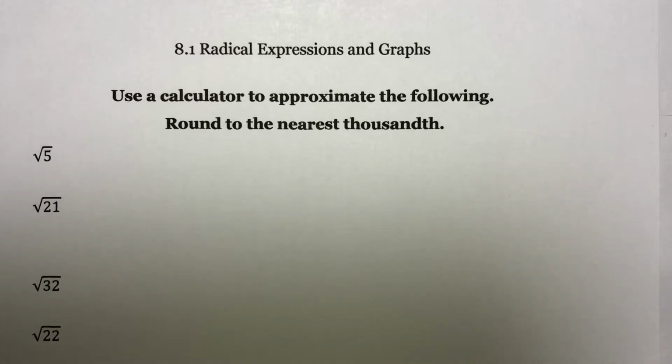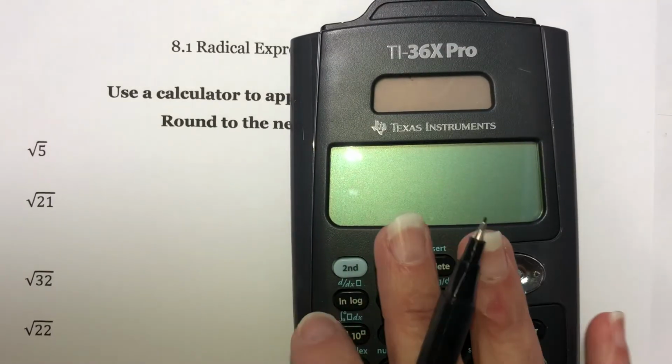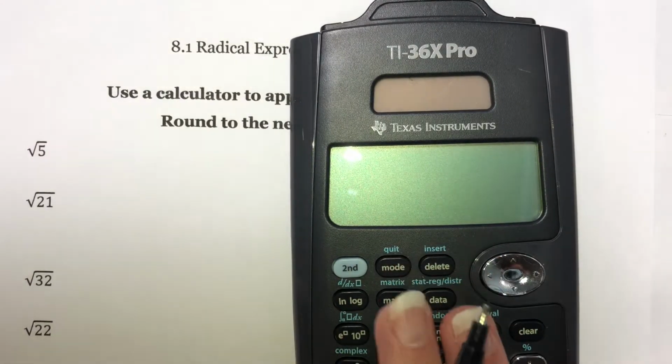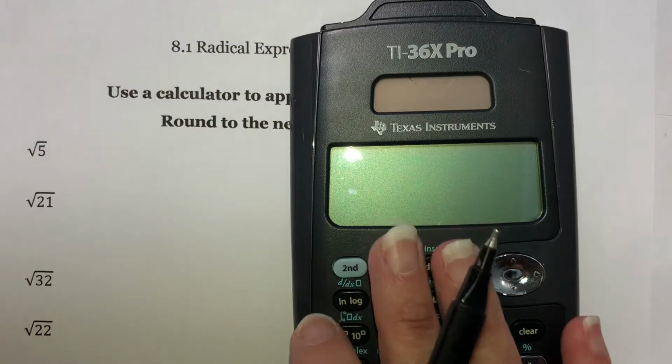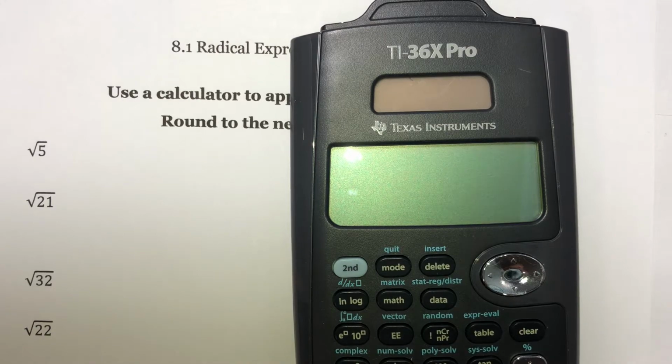Section 8.1, radical expressions and graphs, and we're not doing the graphs part. A lot of this section is learning how to use your calculator. So I'm going to be showing you a lot of tricks on the TI-36X Pro, but the other TI scientific calculators work pretty much the same way, and their buttons are pretty much in the same position. The graphing calculators are different. Actually, these small calculators have capabilities that the graphing calculators do not, and you may actually prefer using a smaller calculator even if you regularly use a graphing calculator.